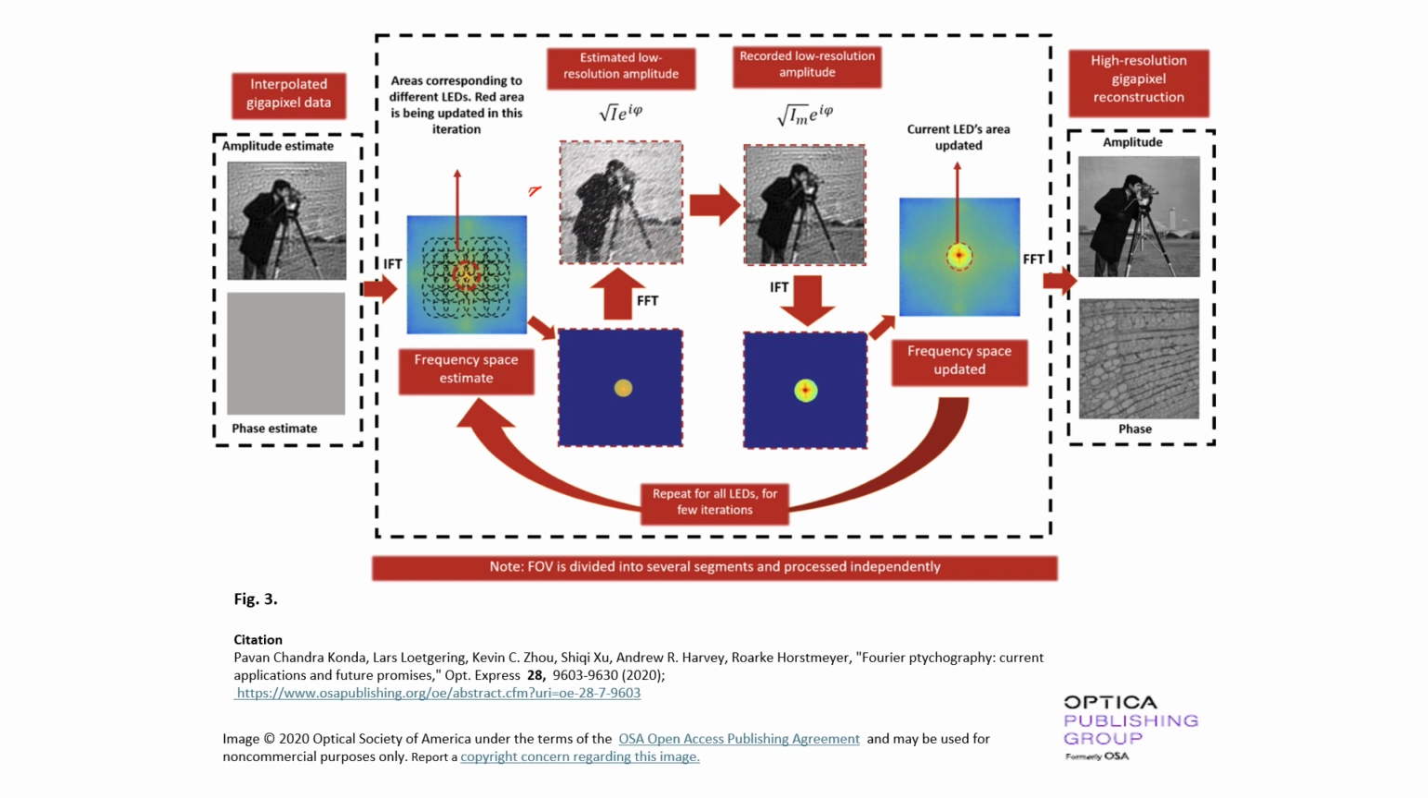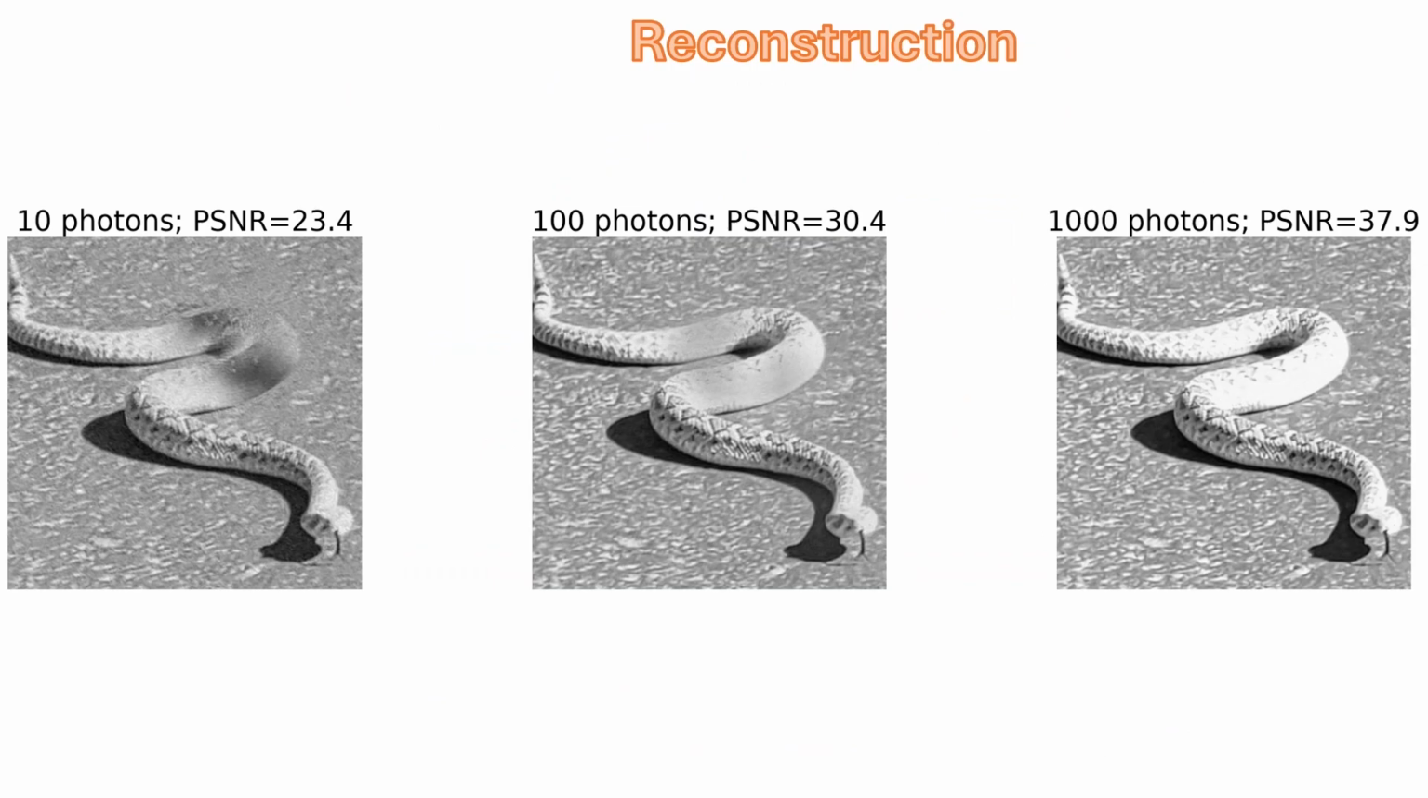So the code that's on the GitHub site implements this for this test object. Here we've assumed various levels of the number of photons per pixel, the maximum number of photons measured per pixel. And you can see as the number of photons per pixel is increased, the peak signal to noise ratio increases as well.